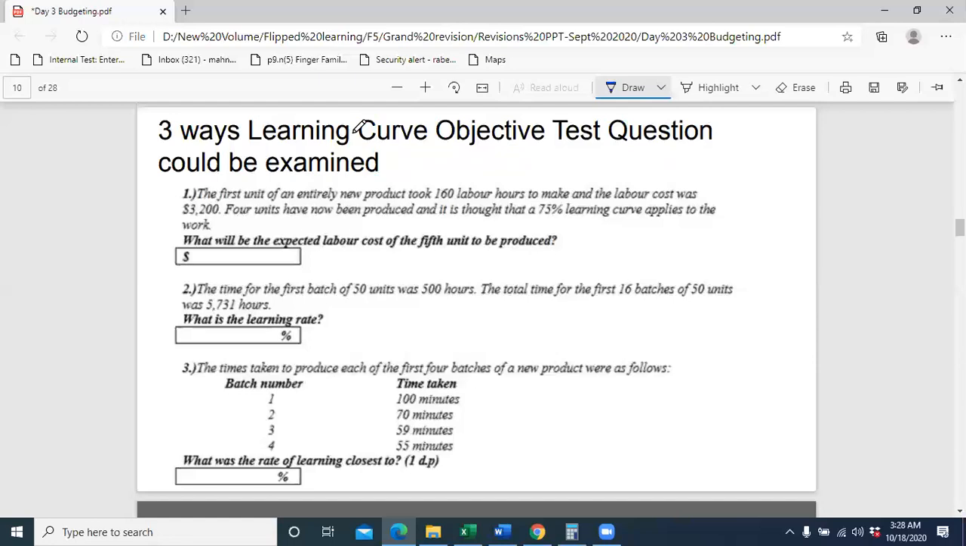Now, three ways learning curve objective test questions could be examined. Now you're going to solve this question. The first question I'm talking about: what will be the expected labor cost of the 5th unit? Now tell me, can you calculate with the help of the double approach, or will you have to use the formula method to calculate the time taken for the 5th unit? Formula method. Yes. Now just go ahead. How are you going to do that?